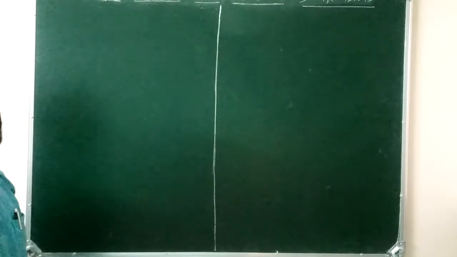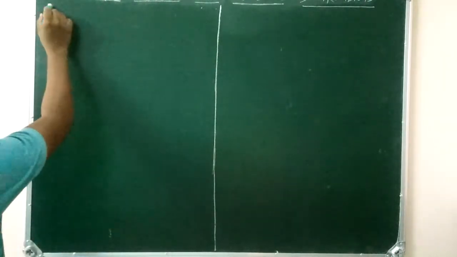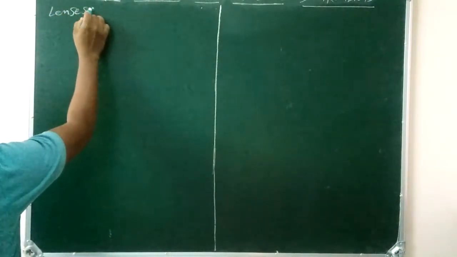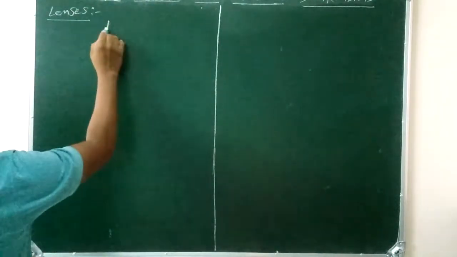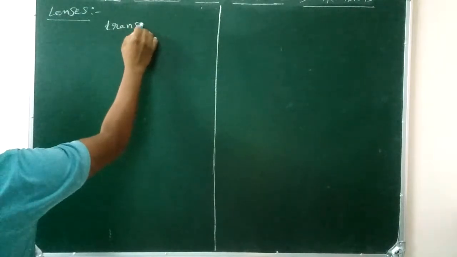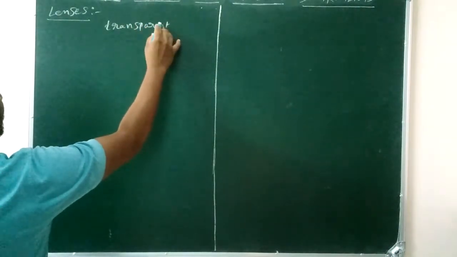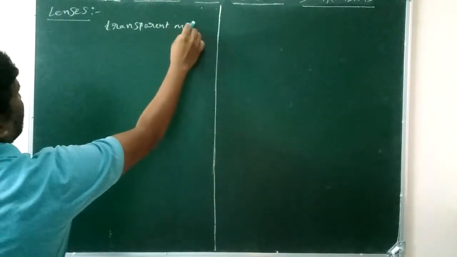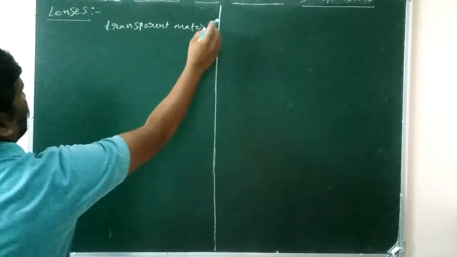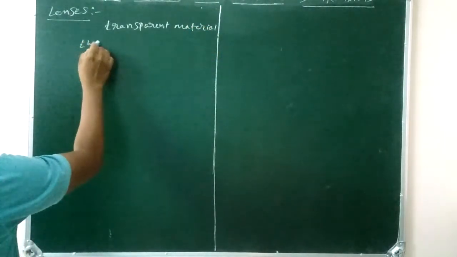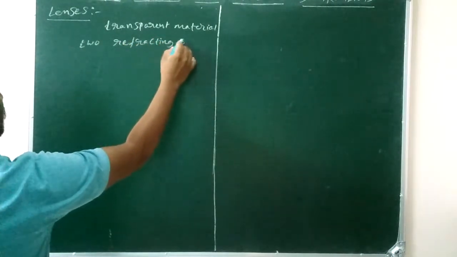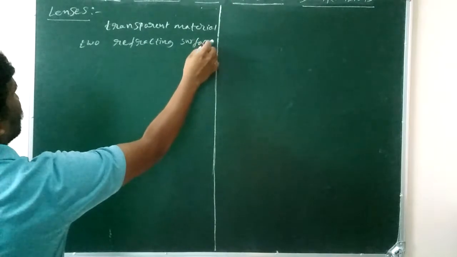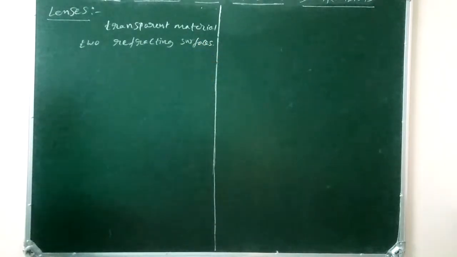Yeah, hi students. Today we are going to discuss lenses. A lens is made of transparent material bounded by two refracting surfaces. We can call it a lens.